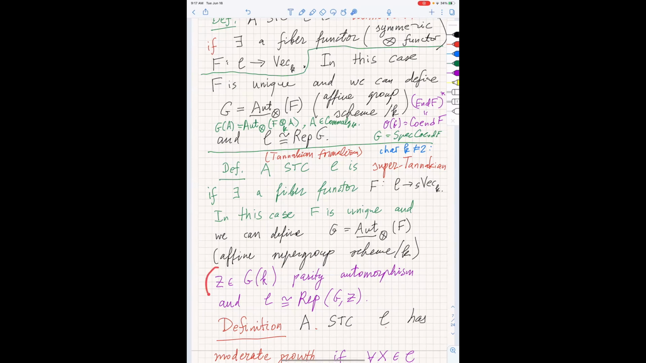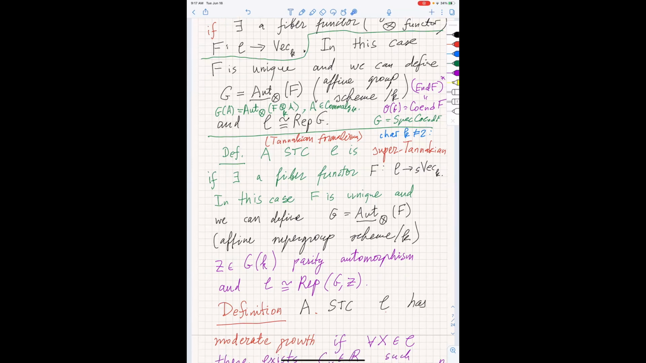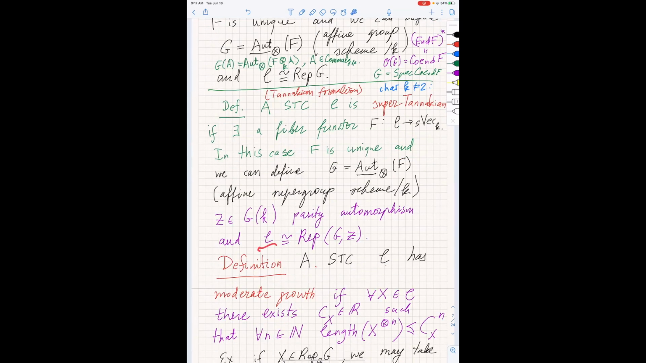This G has a canonical element Z, which is the parity automorphism, because every f of x is a superspace, so it has a canonical parity automorphism. And C can be identified with representations of G, comma Z. So every such category can be uniquely represented in this way, where G and Z are unique up to conjugation. And this is the so-called super Tanakian formalism.